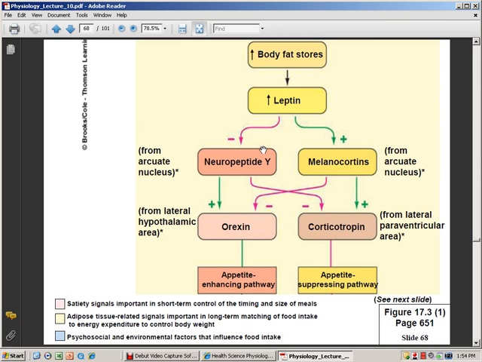So the leptin, like I said, this gets a little bit messy, but the leptin is going to shut off neuropeptide Y and turn on melanocortins. The melanocortins are going to come over here and shut off this next hormone to make sure that it doesn't work at all. The next hormone is called orexins.